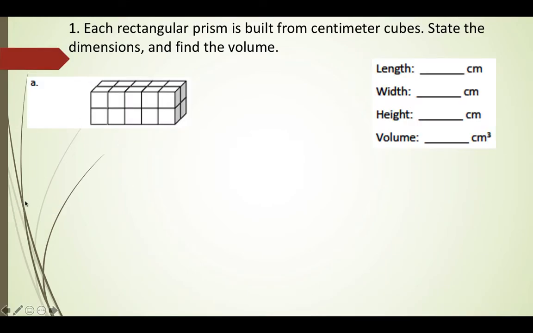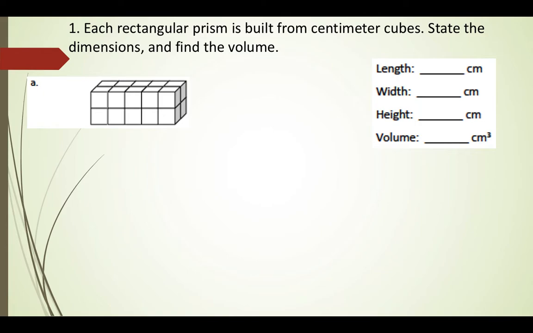So our first question, number one, it says each rectangular prism is built from centimeter cubes. State the dimensions and find the volume. I've noticed that a lot of people have been forgetting to use their units. So we are working with centimeters. For this one, they actually put the unit there for us, so we don't really need to worry about that, but always remember, when you have a question talking about units, to include your units.